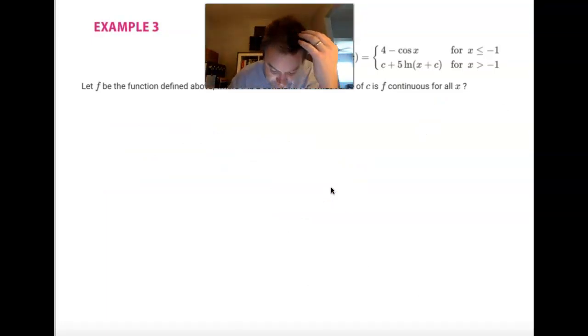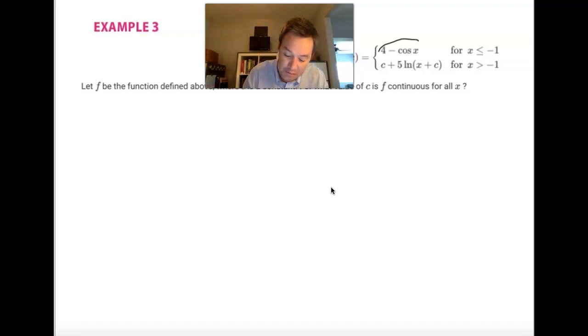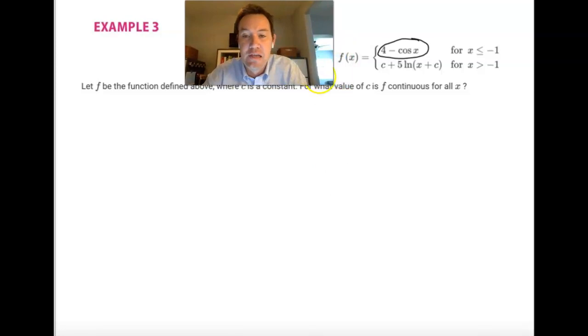All right. Let f be the function defined above where c is a constant. For what value of c is f continuous for all x? So again, right away, we're going to see this is a piecewise function. The top piece is a trig function, which is continuous everywhere. The bottom piece, you probably haven't dealt with these in a while, is natural log, which is continuous from 0 to infinity. And so what we're going to be concerned about is just what's going on at where these functions are being pieced together.